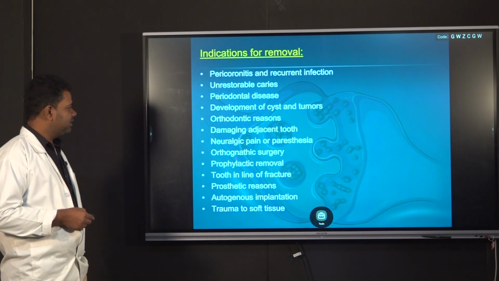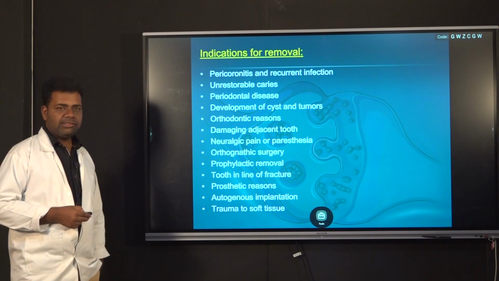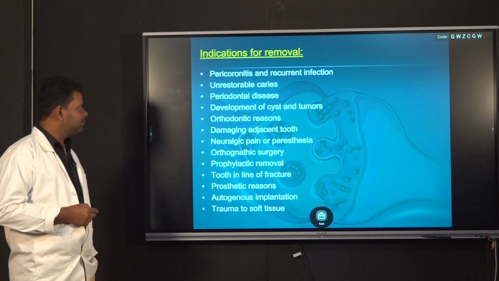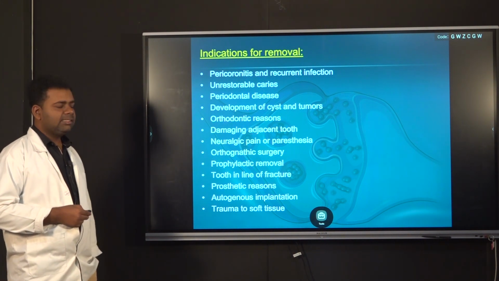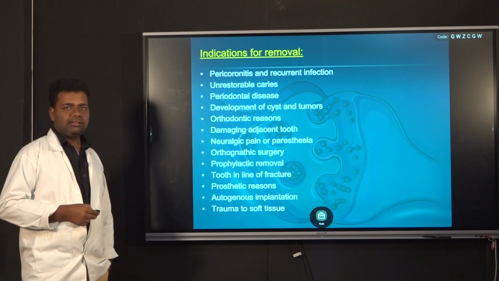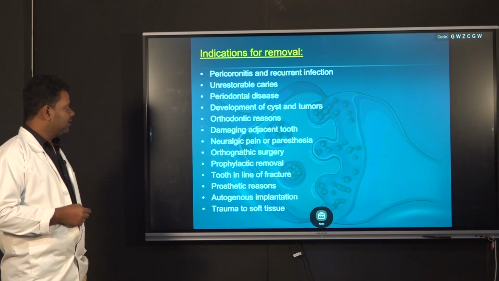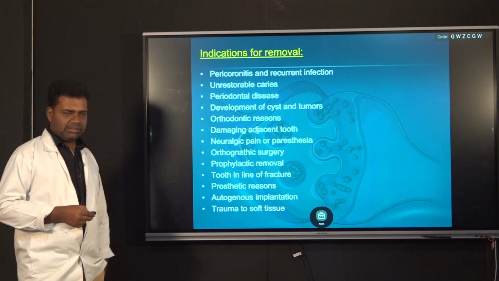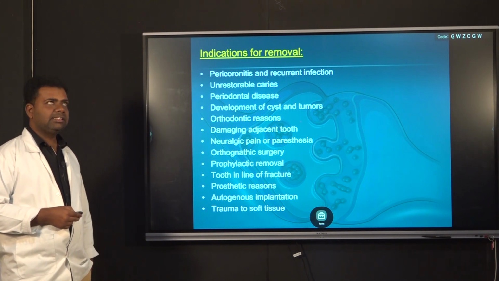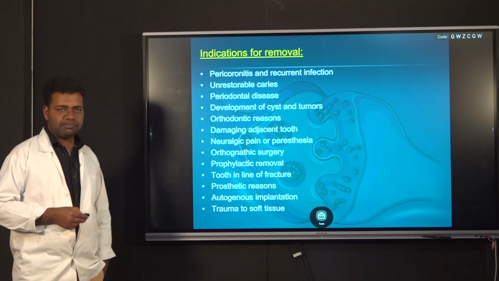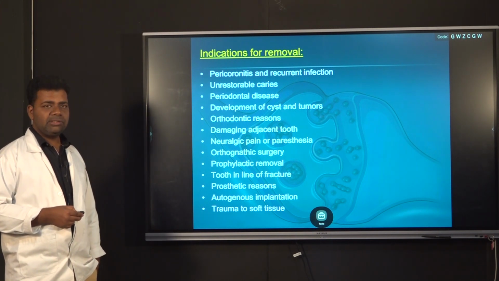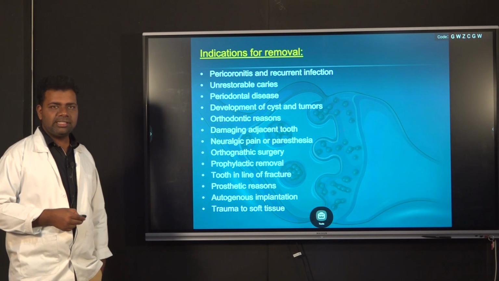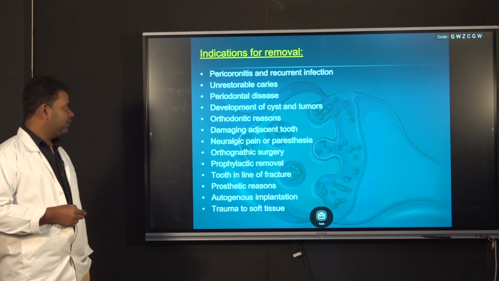And these are the indications for which we should remove the impacted teeth. The first one is pericoronitis and recurrent infection. This is the most common cause for removal of impacted teeth. And unrestorable caries: usually the teeth which are impacted, that is any third molars or any canines which cannot be restored with the help of any dental cements or any root canal treatment, must be removed surgically.